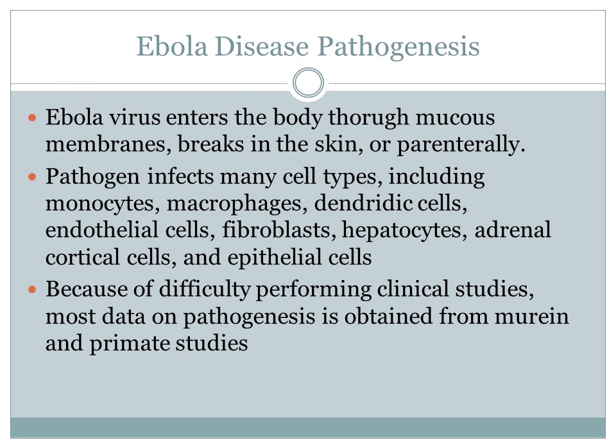So as far as pathogenesis of this disease goes, Ebola virus is thought to enter again through mucous membranes, breaks in the skin, or parenterally, which means basically needle sticks. The pathogen infects many cell types and eventually causes multi-organ failure, but it seems to have an affinity for antigen-presenting cells, including macrophages, dendritic cells, and monocytes.